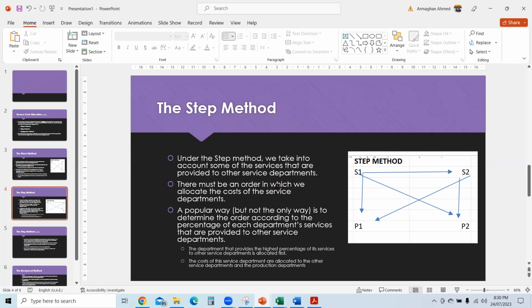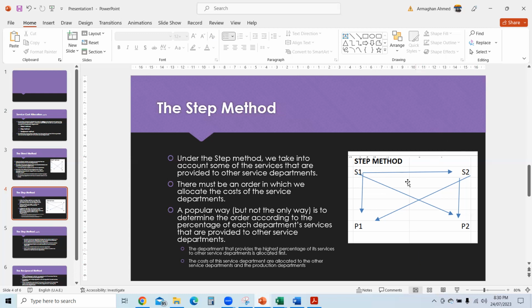Under the step method, we take into account some of the services that are provided to other service departments. There must be an order in which we allocate the cost of the service departments. Now there are two service departments, S1 and S2, so either we will close S1 first or S2 first. Either it will be mentioned.